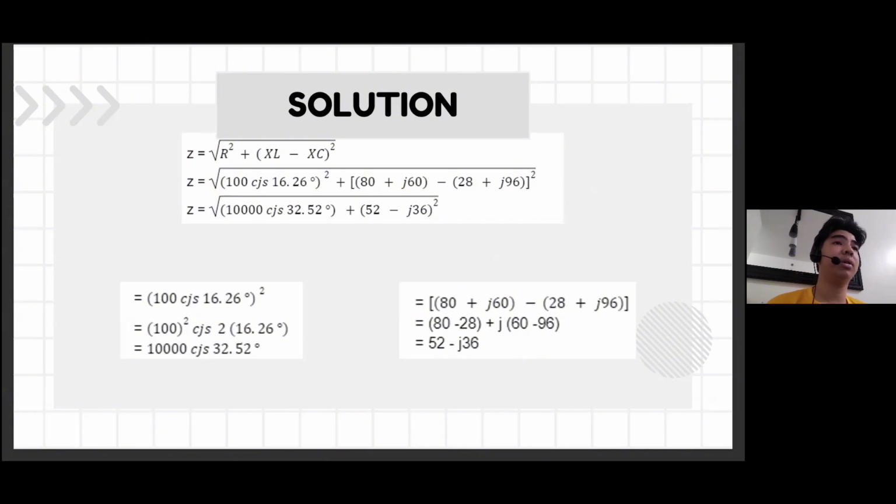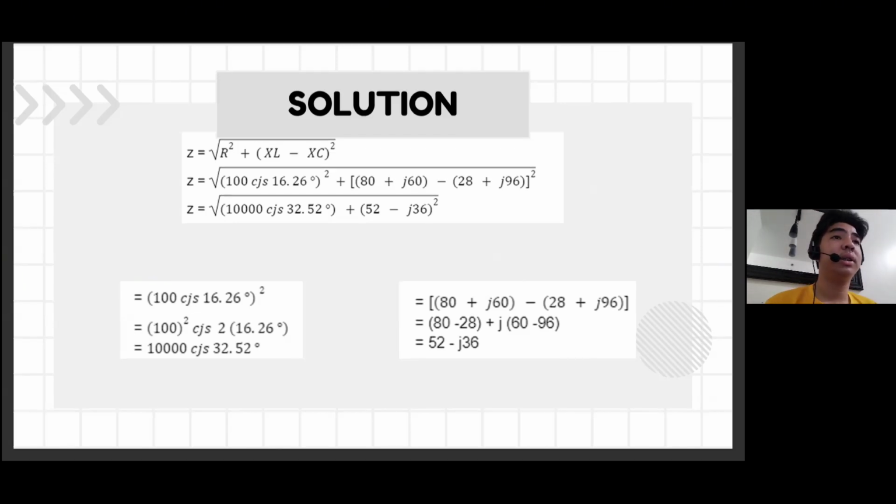So substituting the values, we'll get Z equals square root of 100 cis 16.26 degrees squared plus quantity of 80 plus j60 minus quantity of 28 plus j96 squared. So we need first to distribute the exponent for 100 cis 16.26 degrees. We'll get 100 squared cis 2 times 16.26 degrees, which will give us the answer of 10,000 cis 32.52 degrees. With that, we will get Z equals square root of 10,000 cis 32.52 degrees.